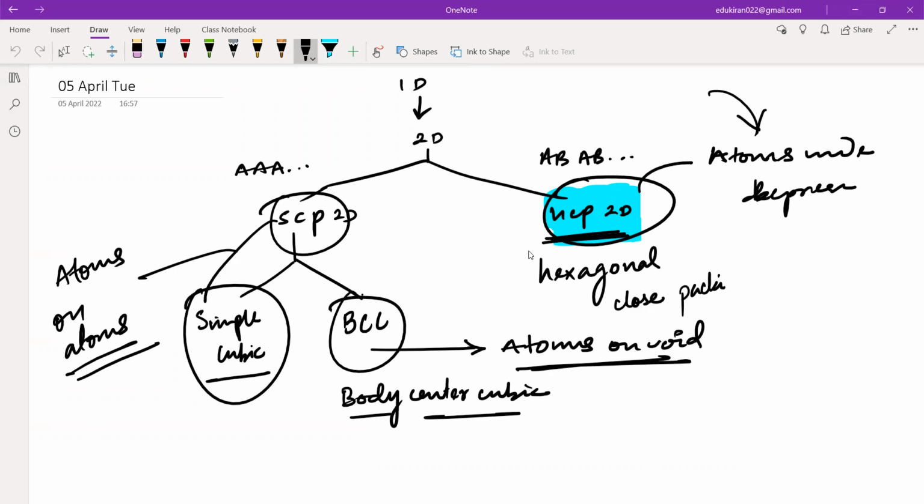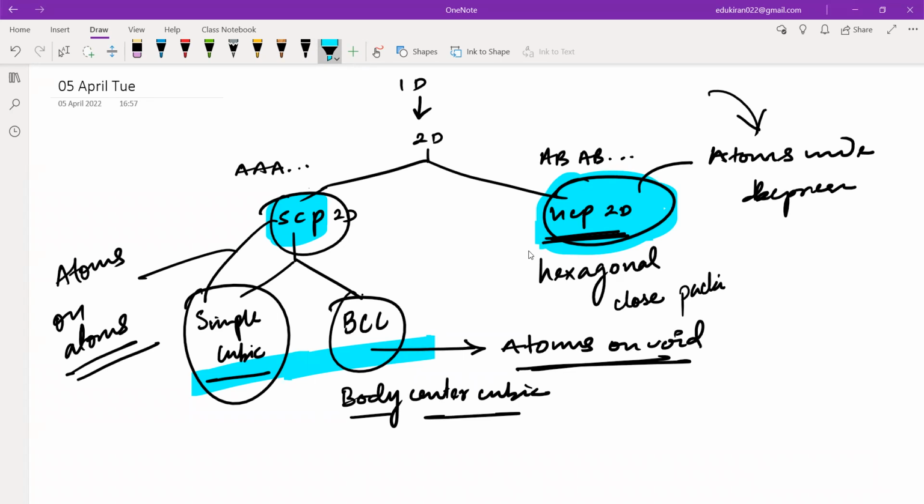Okay, so that means if I put atoms on atoms, it will give me a bad packing efficiency. And if I put atoms on voids, then it is going to give me a better packing efficiency. We made 3D from SCP also and got simple cubic and BCC. Now we will keep the base as HCP and then make a 3D arrangement. So when I make a 3D arrangement from HCP, I will not be putting atoms on atoms, because I know if I put atoms on atoms, I will be getting a bad packing efficiency, a bad solid. So I will start putting atoms on the voids.